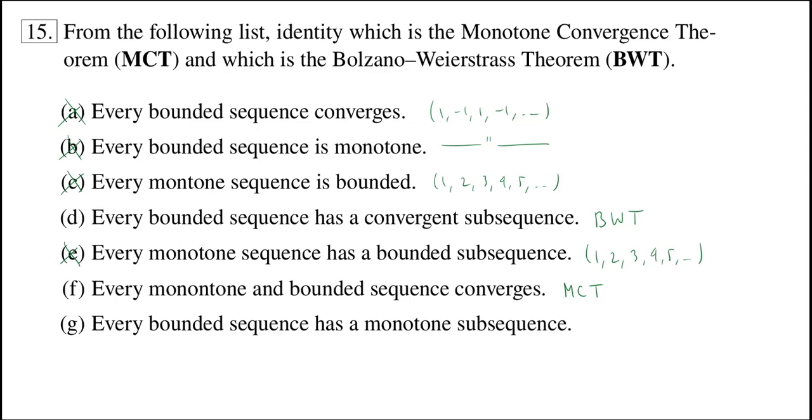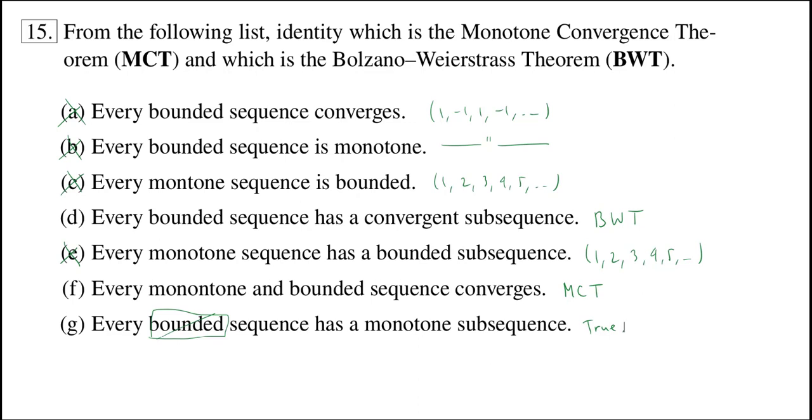Every bounded sequence has a monotone subsequence. Ooh, now that's an interesting one. While I'm not going to prove it here, this statement is actually true. And in fact, this statement doesn't even rely on the word bounded. So if I remove the word bounded, every sequence has a monotone subsequence. This is actually a true statement. Okay, but for this problem, we just need to identify MCT and BWT.